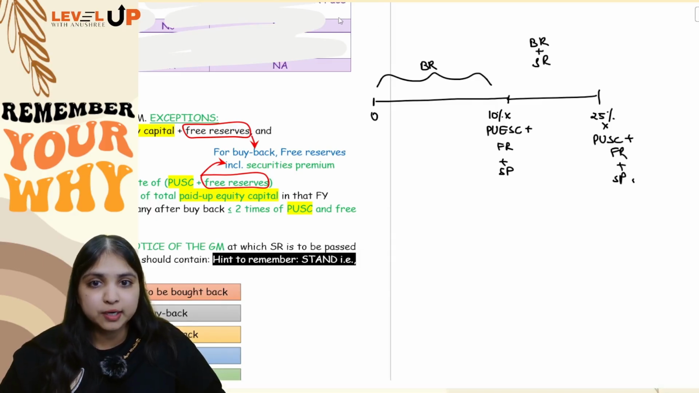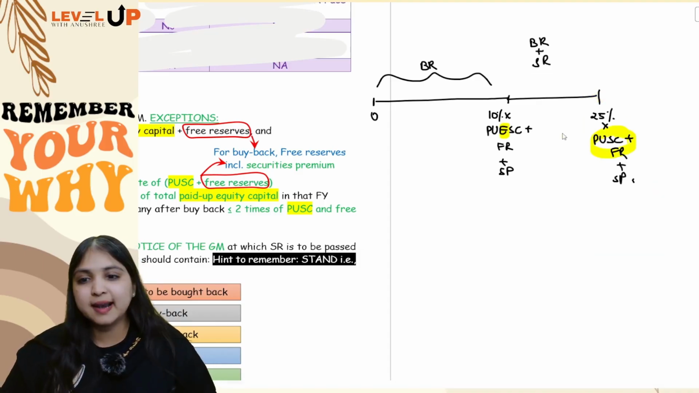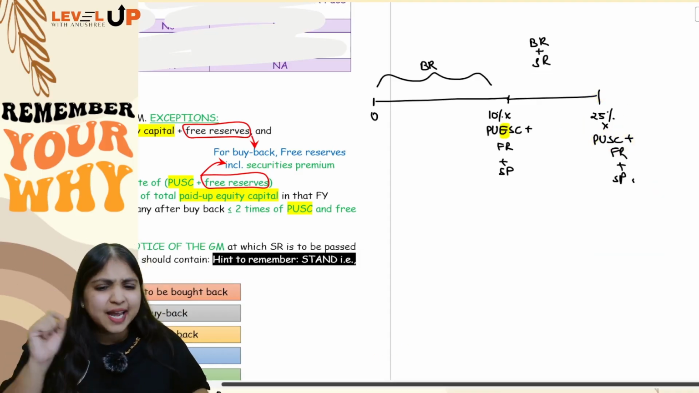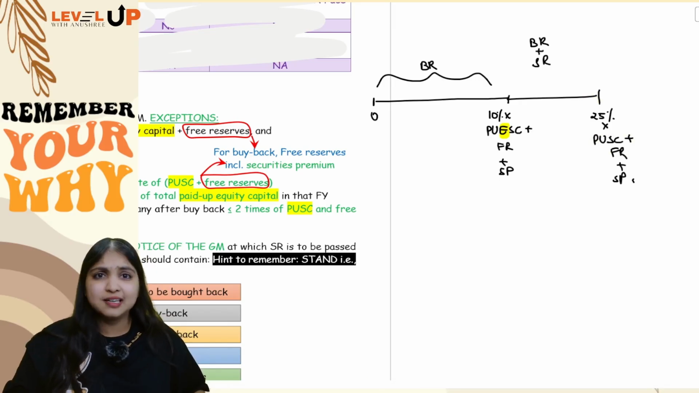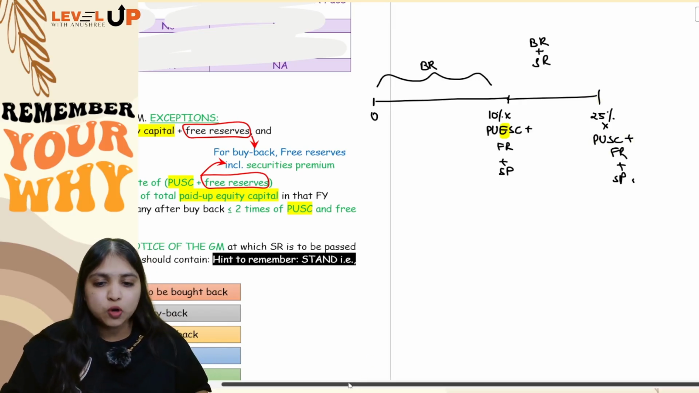The point to be noted is, for BR, the limit is paid up equity share capital. But total amount that you can spend, there the limit is paid up share capital. Tiny point guys, not tested till now much in the exam. Be careful with all these little points.